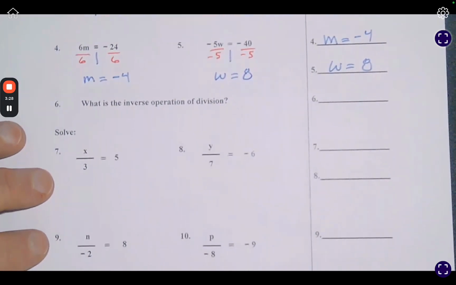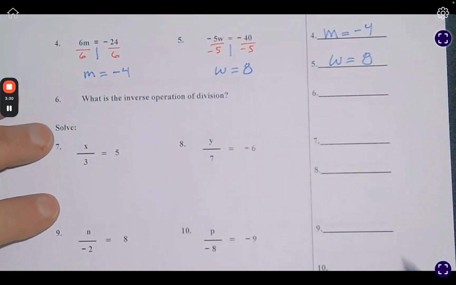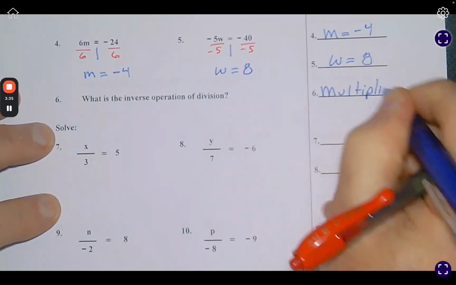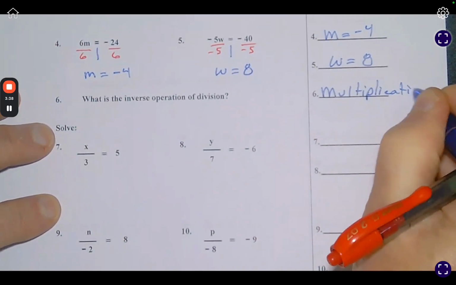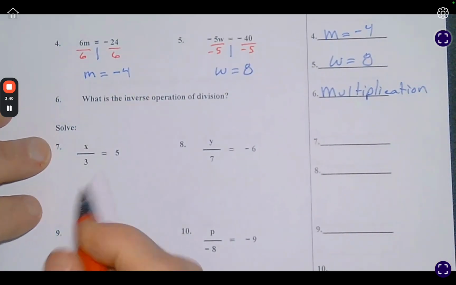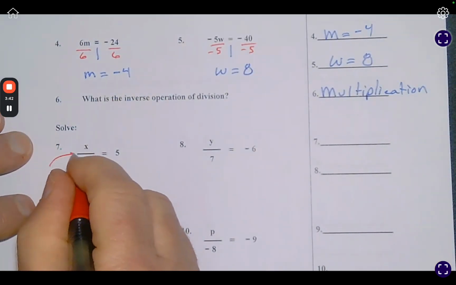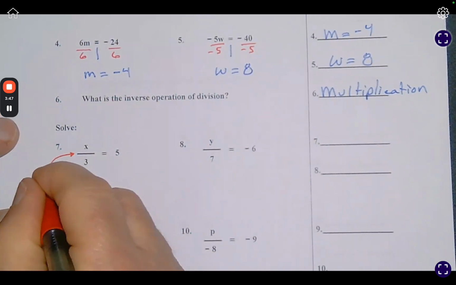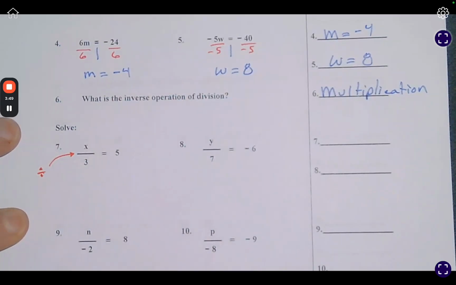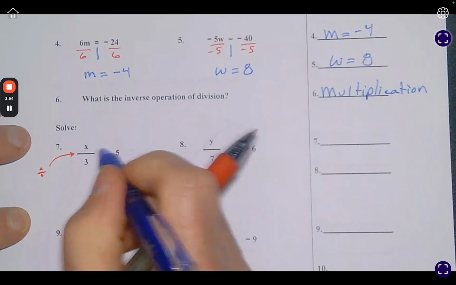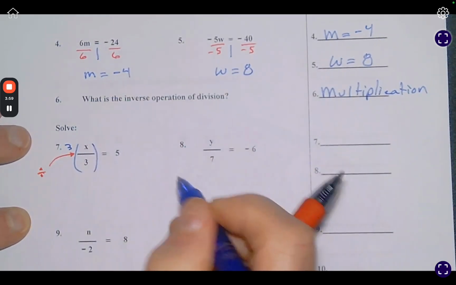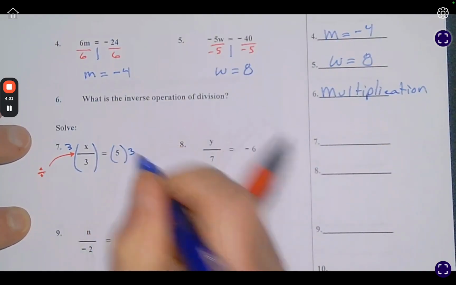What is the inverse operation of division? Well, the inverse operation of division is multiplication. Okay, this means division. All right, so that fraction bar means the operation division. Okay, so I'm going to undo division. When I undo division, I multiply by the top of my fraction. So I'm going to go like this, multiply by the top, go like this, multiply by the top.